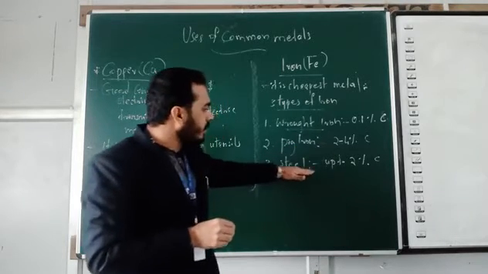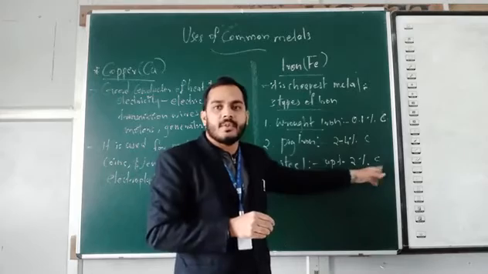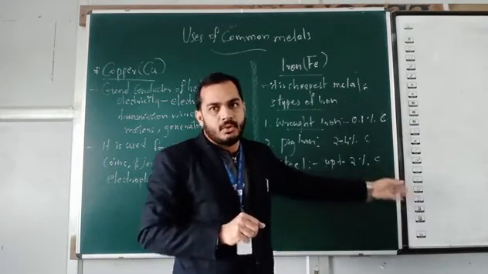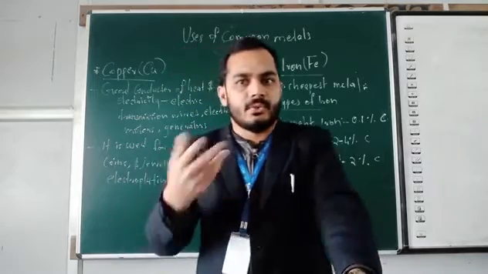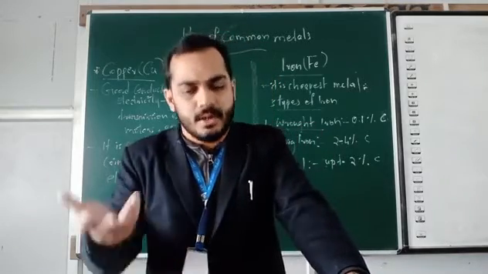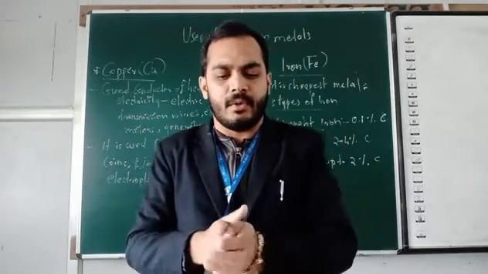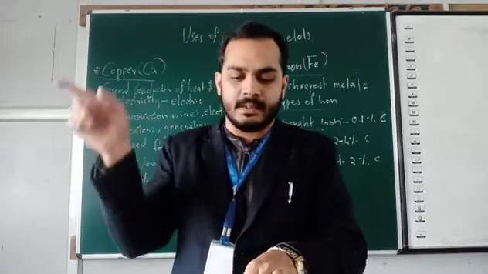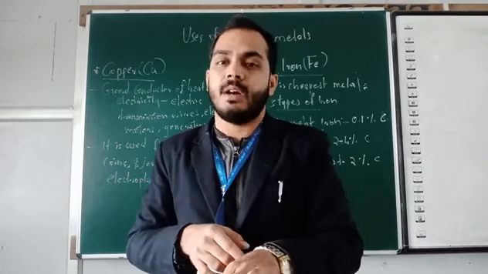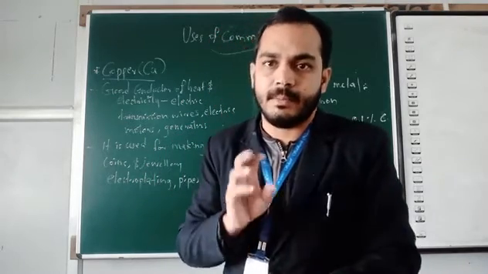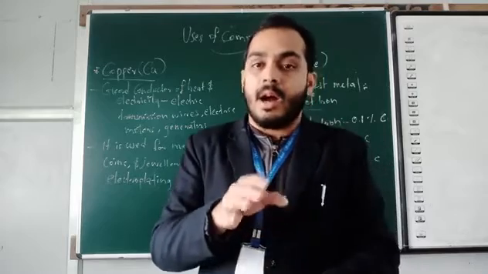And steel. Steel contains up to 2% carbon. I hope all of you know the use of steel in our life. I will give you a few more examples. It's mainly used for making rails, bridges, and buildings, ships, machine parts, automobiles, and utensils. These are the main uses of iron.